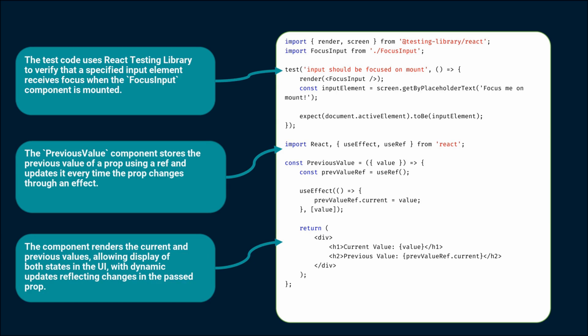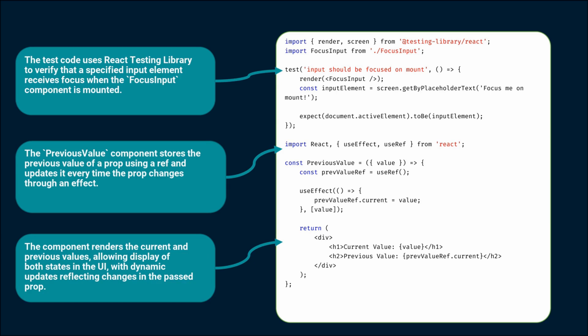In this approach, we develop the PreviousValue component, which monitors the changes in its value prop. By utilizing useRef, we hold a mutable reference to the previous value of the prop, allowing us to update it without triggering re-renders. In the useEffect hook, we update our ref with the current value whenever it changes, thus maintaining a history of the prop's evolution.